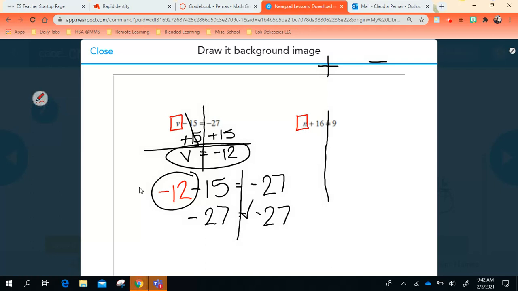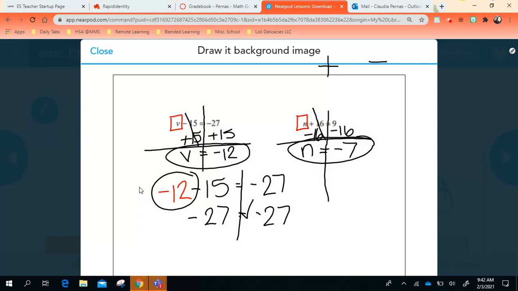Same thing. We're trying to get the n by itself. So we have n plus 16 equals 9. How do I get rid of that 16? Negative 16 or minus 16. So whatever I do on one side, I have to do on the other. So plus 16 minus 16 gives me 0. I bring down my n. What is 9 minus 16? Negative 7. And that should have been my final answer.